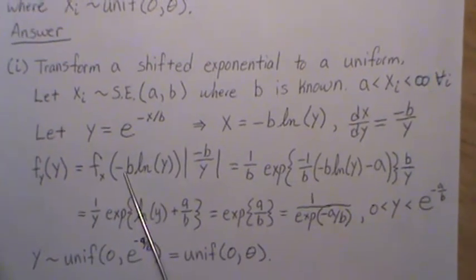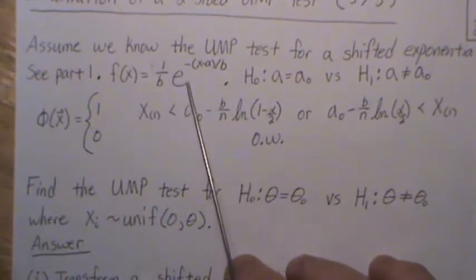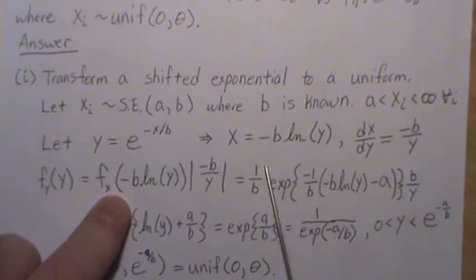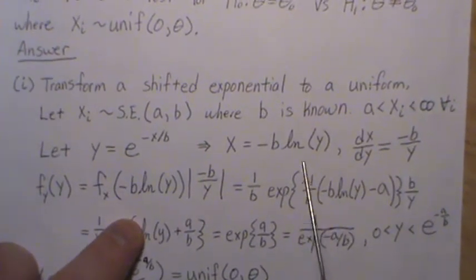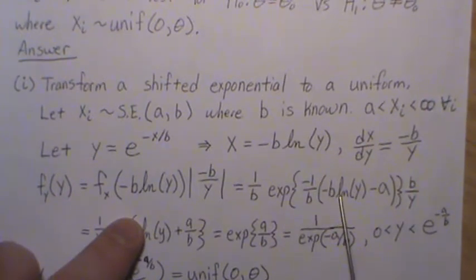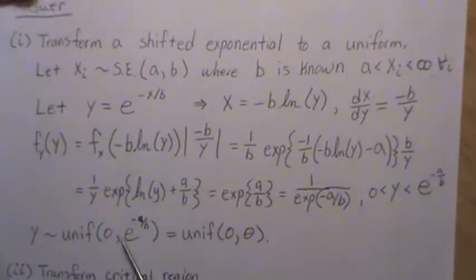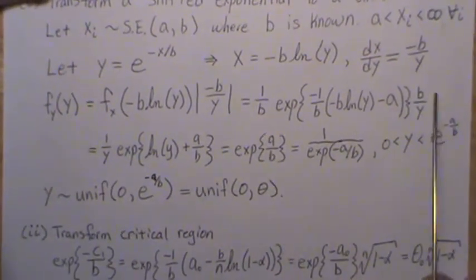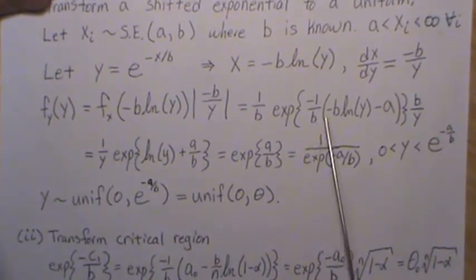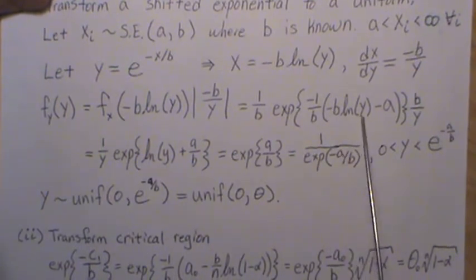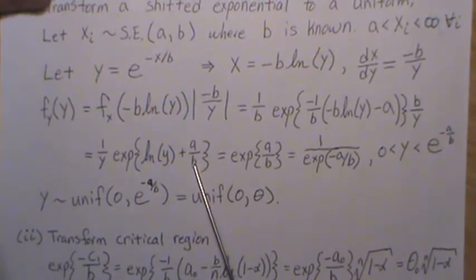So using this, and as a reminder, this is the density, right? So we get 1 over b, e to the minus 1 over b, and then this was x, but we plugged in this. And then we have minus b, and then times the absolute value of the Jacobian. So it's just b over y. So here the b's cancel. We're left with that y, which is this one. And then when we multiply this in here, we just get log y. And here we get just a over b.